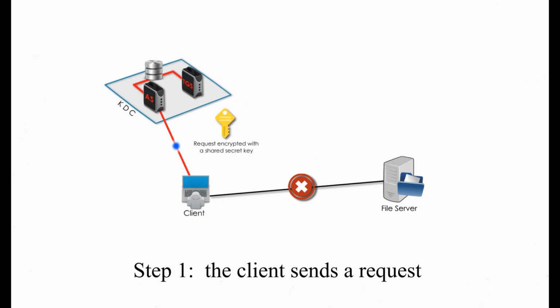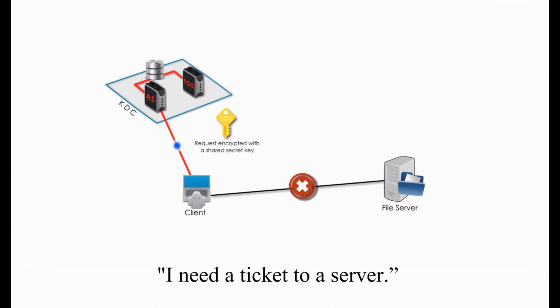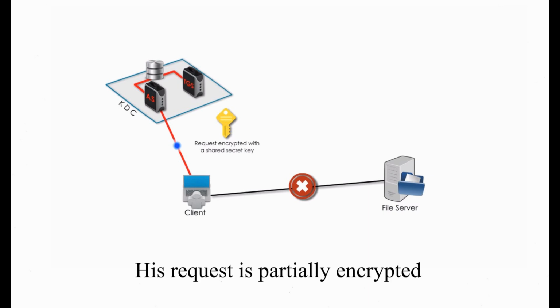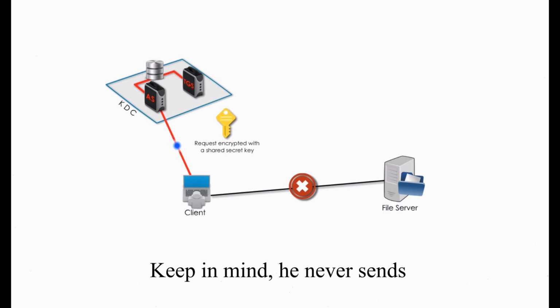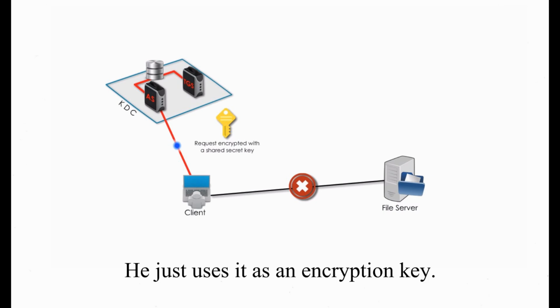Step 1. The client sends a request to the Authentication Server, like my user ID is so and so, and I need a ticket to a server. Something like this. His request is partially encrypted with a secret key, his password. Keep in mind, he never sends his password over the unsecure network. He just uses it as an encryption key.